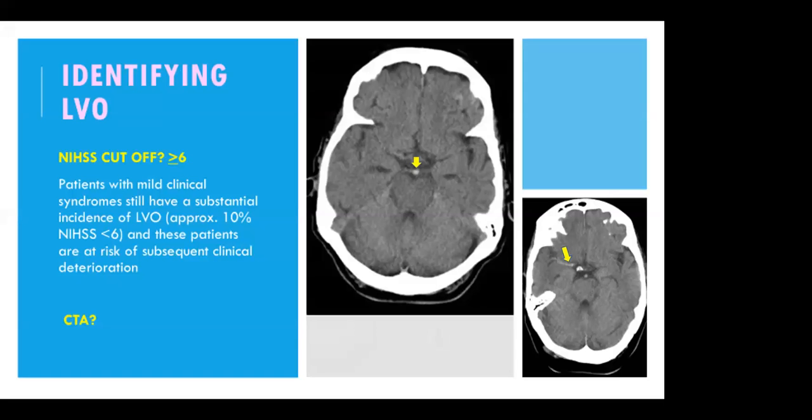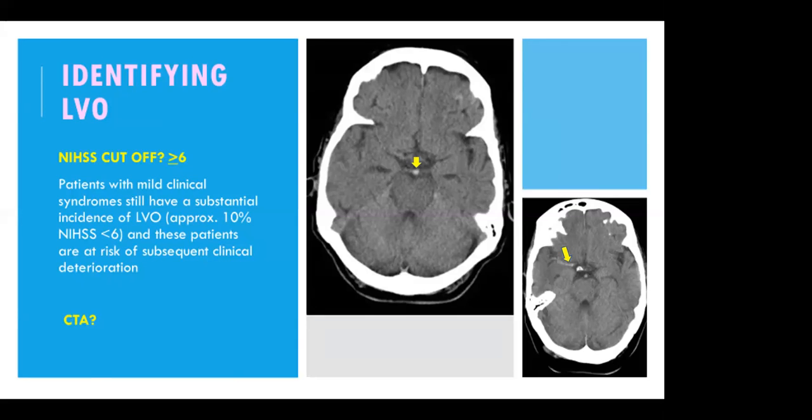So how do we identify large vessel occlusion? Do we use the NIHSS cutoff of more than 6 to tell us that this patient most likely has a large vessel occlusion? But in actual fact, some of the patients with mild clinical syndrome still have a substantial incidence of large vessel occlusion. Approximately 10% of them with NIHSS less than 6 still do, and these patients are at risk of subsequent clinical deterioration.